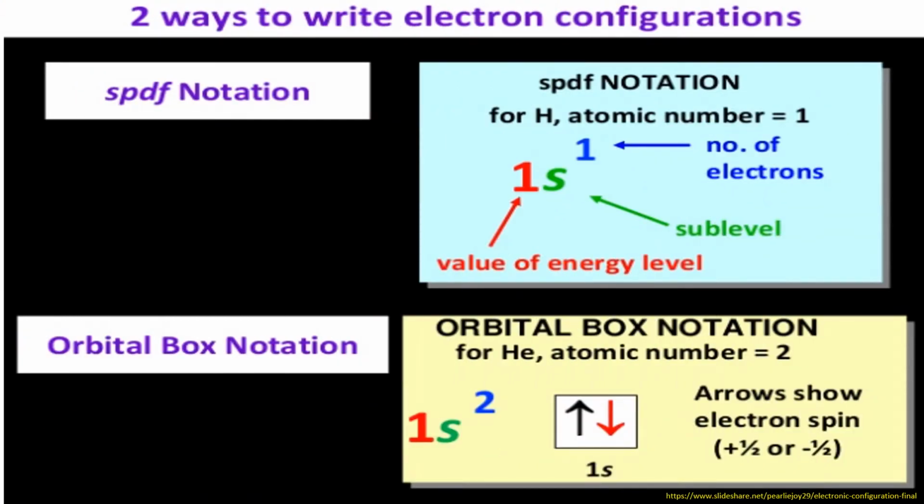And there are two ways on how you're going to write electron configurations, such as SPDF notation, wherein there is a value of energy level, sublevel, and number of electrons. And then for the orbital box notation, if you watched my video a while ago or yesterday, you can have the idea about this orbital box notation, wherein you use the arrows to show the electron spin of either positive 1/2 for the arrow up and negative 1/2 for the arrow moving downward.